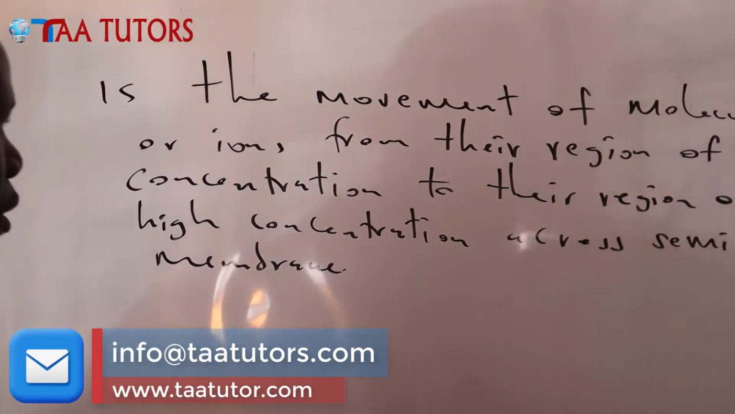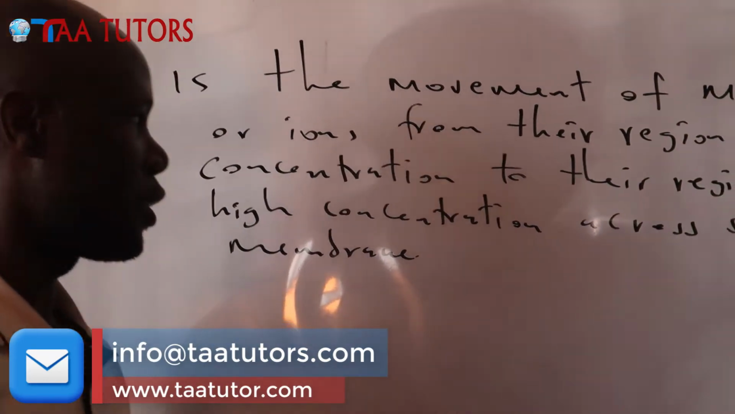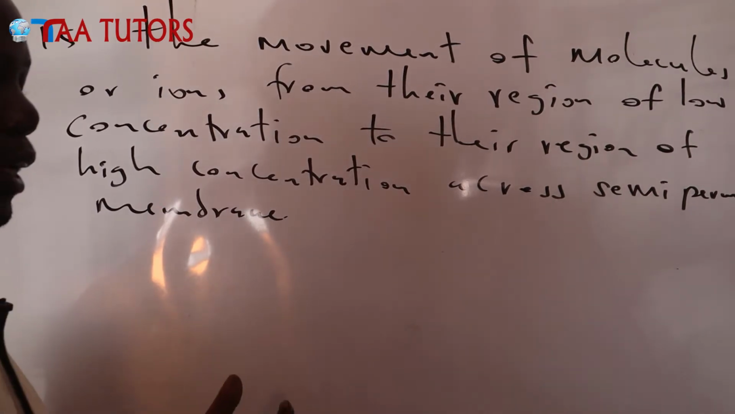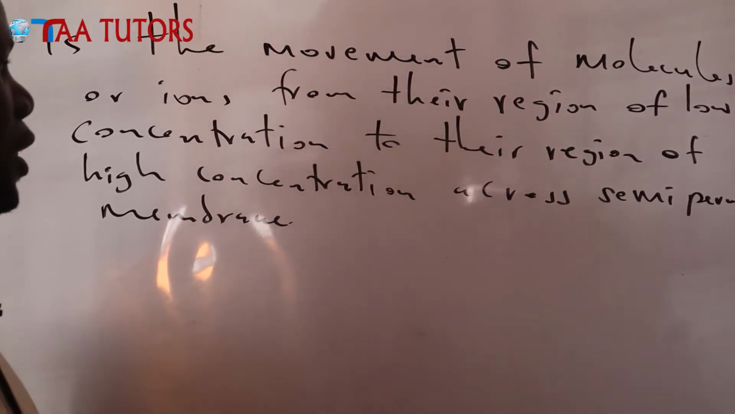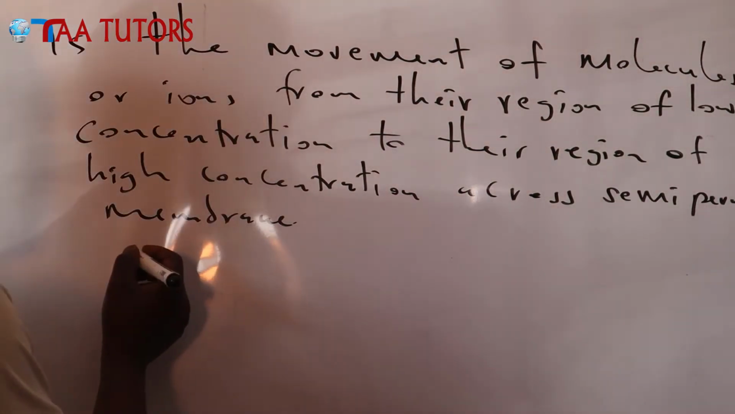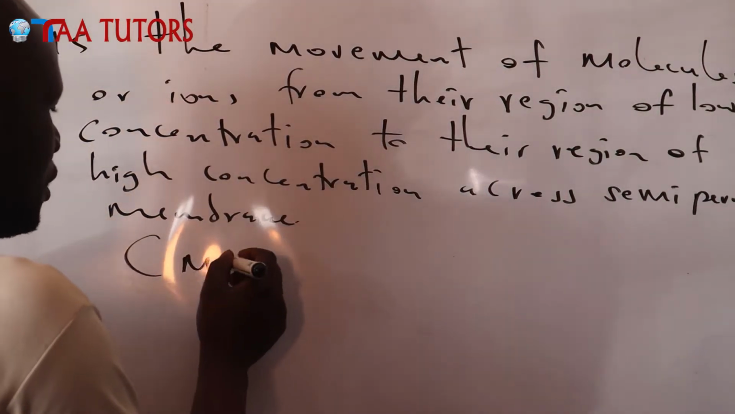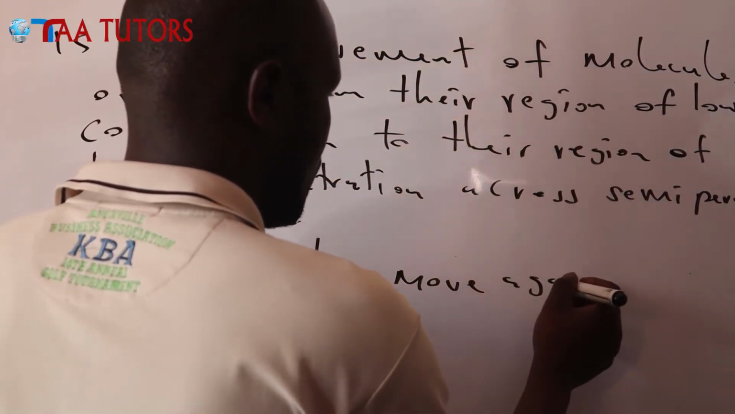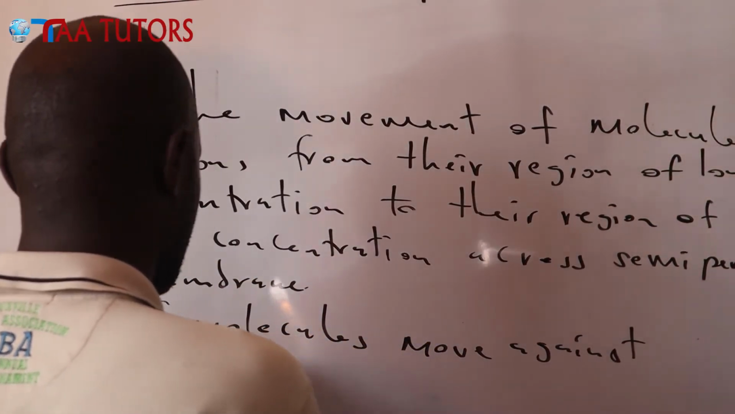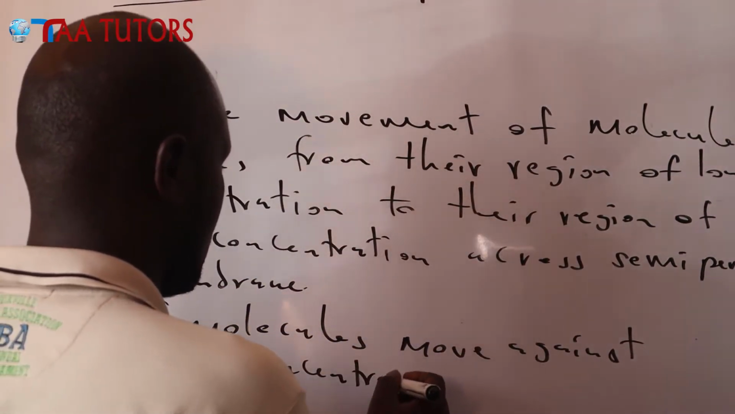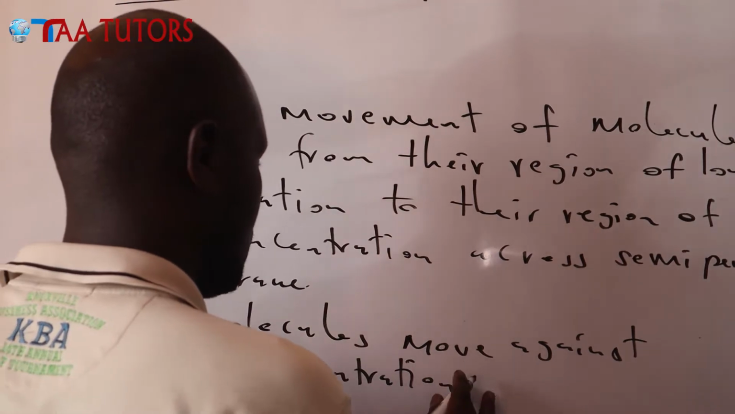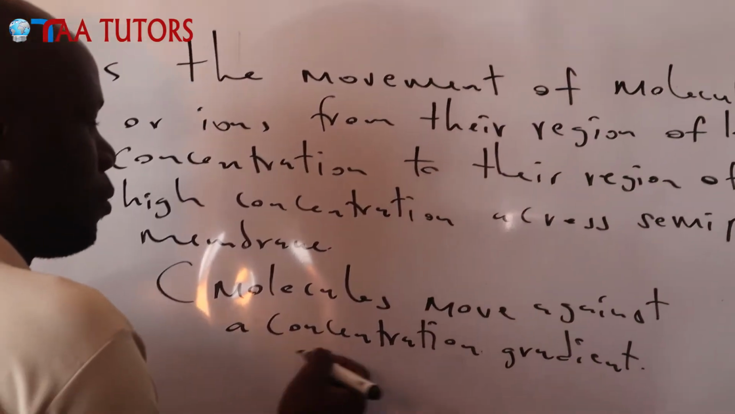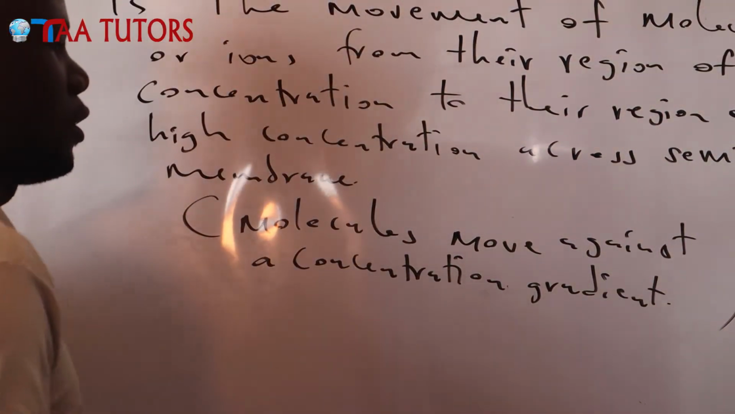So looking at it keenly, we realize that in this process, the molecules are coming from where they are less. In other words, they are going against a concentration gradient. That's another thing that's very important for us to note, that molecules in this process move against a concentration gradient. That is a hint that we must be keen with when we are addressing this particular subtopic, that there is movement against a concentration gradient.